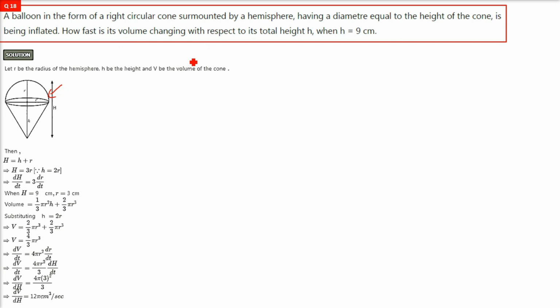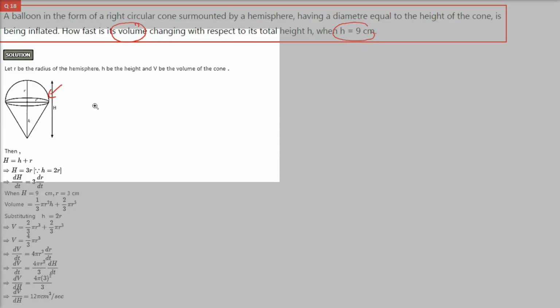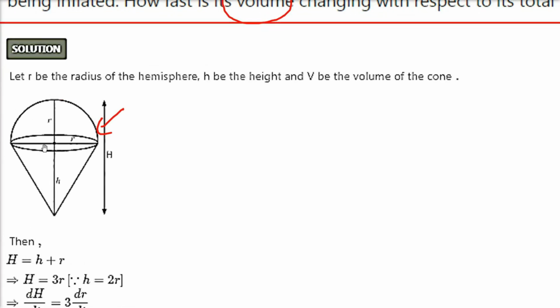First thing which we need to know: when h is 9 centimeter, how fast is the volume changing with respect to its total height? So let me show you and explain the diagram. This is the hemisphere, this is the radius. This whole is r, and 2r will be the diameter, and this h, small h, is equal to twice r, which is the diameter.